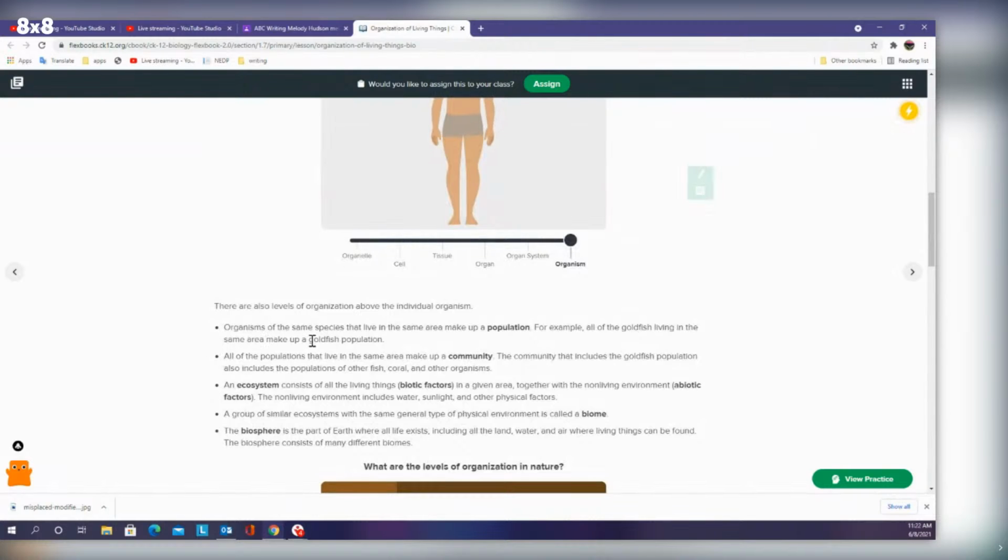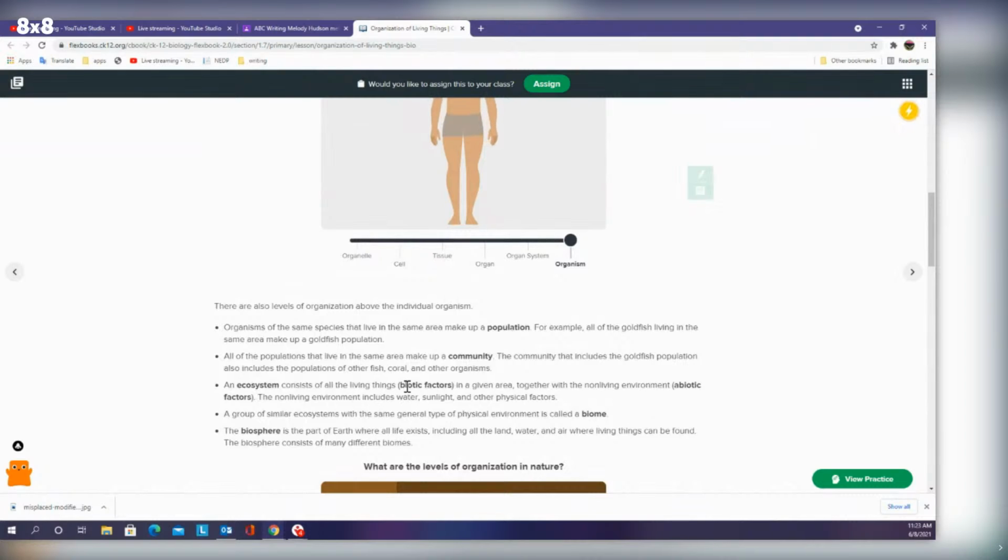Organisms of the same species that live in the same area make up a population. All of the goldfish living in the same area make a goldfish population. And all of the populations that live together make a community. Know these things, y'all. The community that includes the goldfish population also includes populations of other fish, coral, and other organisms. An ecosystem consists of all the living things in a given area together with the non living things.